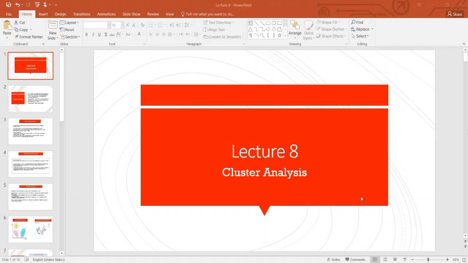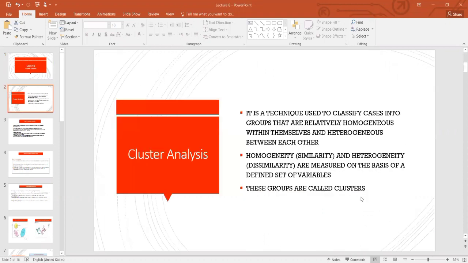Lecture 8. Cluster Analysis. Cluster analysis is a technique used to classify cases into groups that are relatively homogeneous within themselves and heterogeneous between each other. Homogeneity, similarity and heterogeneity, dissimilarity are measured on the basis of a defined set of variables. These groups are called clusters.